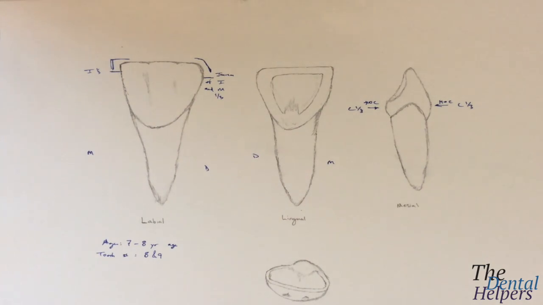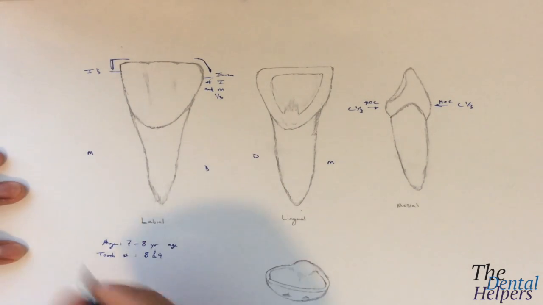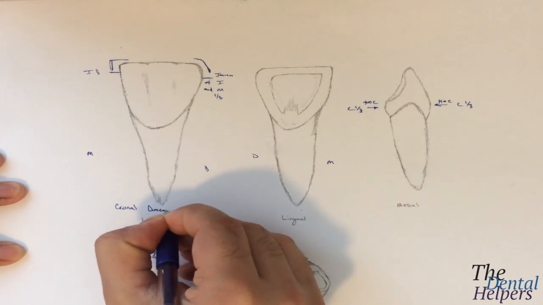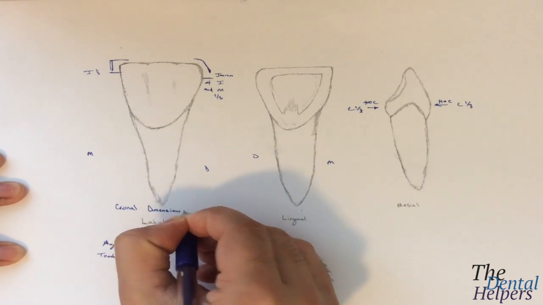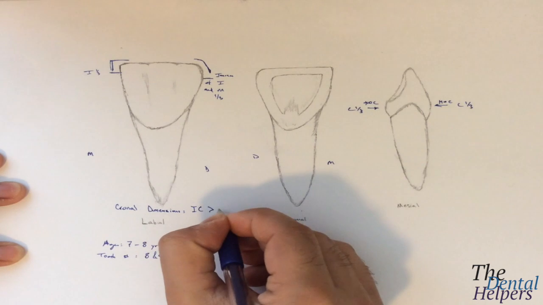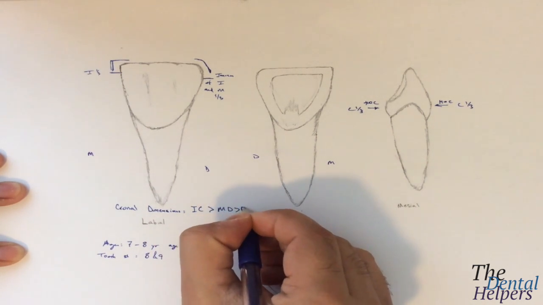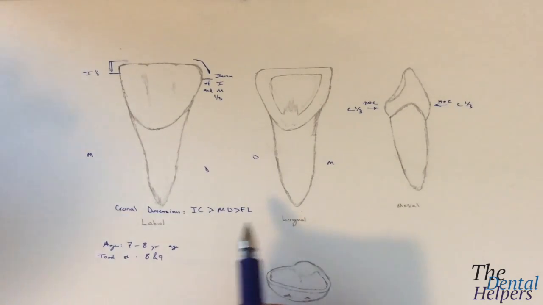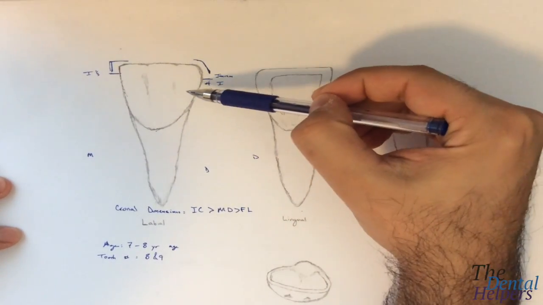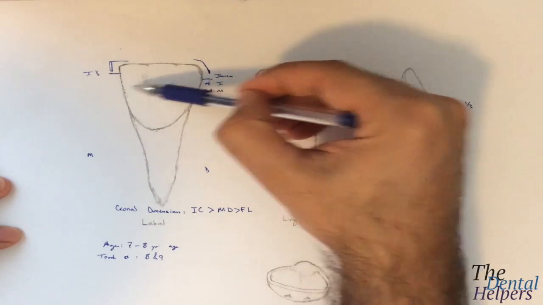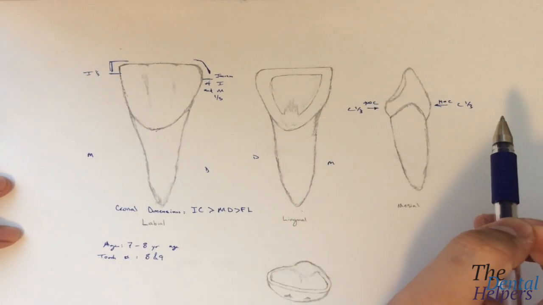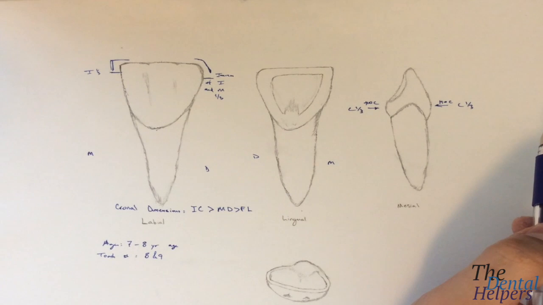One of the test questions that typically comes up is the coronal dimensions. So I'm going to write it right here. The coronal dimensions are going to be IC, MD, FL. Basically what this is saying is that the incisal cervical is going to be greater than the mesial distal, and lastly the facial lingual, which is going to be the smallest. So that's pretty straightforward. I mean, it kind of makes sense.